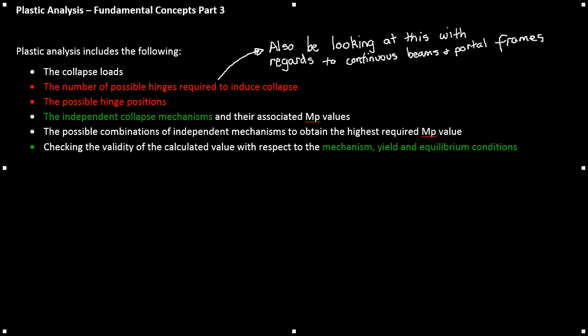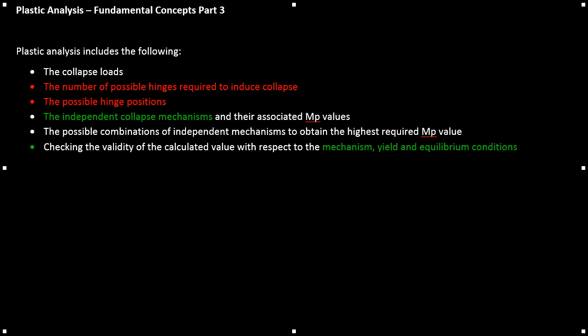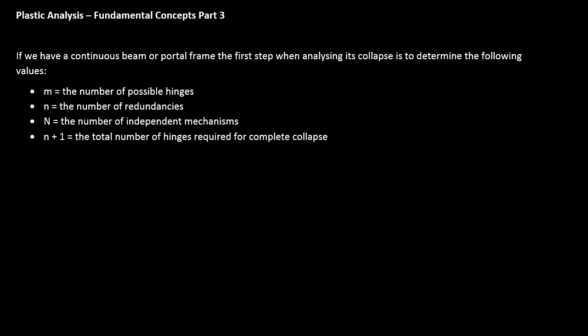In further videos we can start calculating collapse loads as well as values for MP, but first we need to get our understanding of the subject. So when we do plastic analysis, normally the first step in analysing a structure is to calculate certain values. The first is lowercase m. Now lowercase m represents the number of possible hinges.